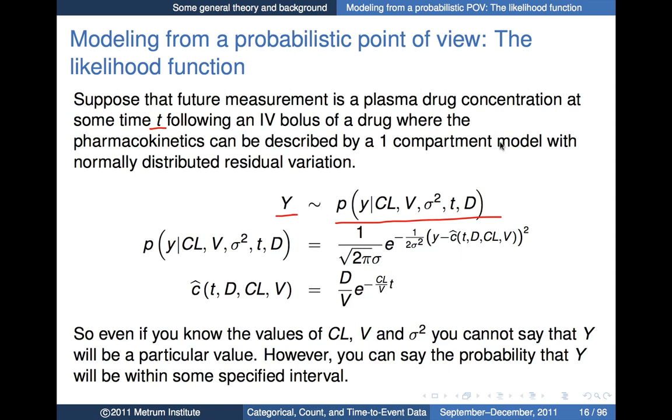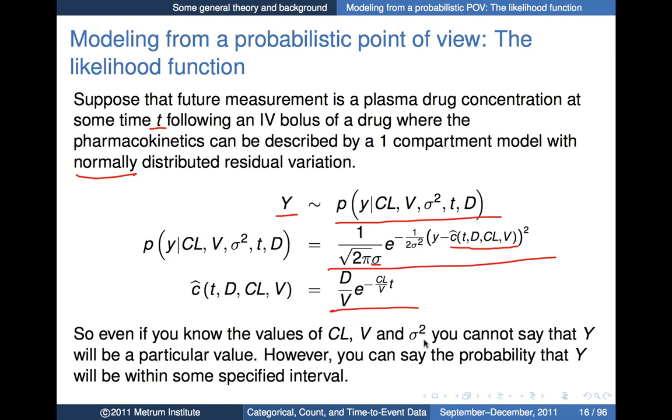So that's the theta from the previous slide. And then time and dose are our covariates. So that's collectively what represents our x from the previous page. And that probability density function, as I said, is normally distributed, so it's going to be described in terms of a normal density function with some standard deviation sigma and a mean. In this case, the mean is our function describing the time course for a one compartment model IV bolus. So you can see here the C hat, which is a function of time, dose, and our parameters clearance and volume. And finally, we get down to the more familiar part, at least to the pharmacokineticists in the group, just your basic equation for a single dose IV bolus with a one compartment model.